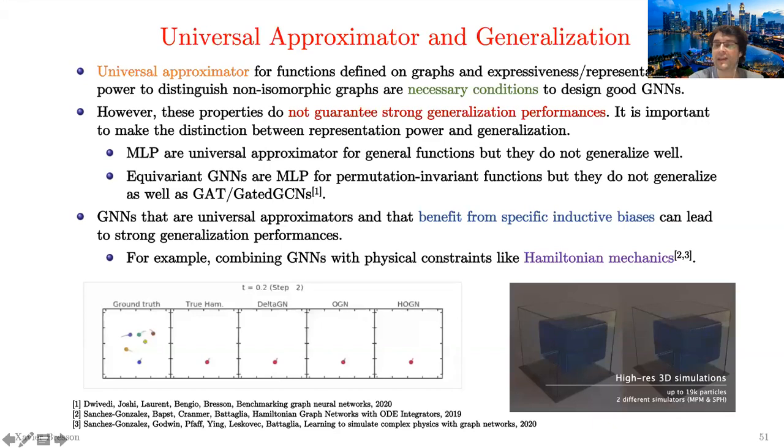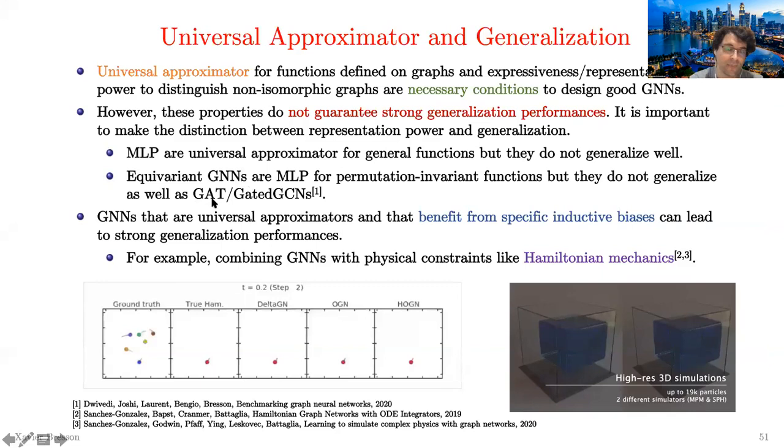It's two different things. For example, if you take an MLP, we know that it's a universal approximator for any function, but we don't use an MLP for computer vision. We use a convnet. And the same for graphs: equivariant graph neural networks are MLPs with permutation invariant functions, but they do not generalize as well as, for example, graph attention networks. Okay.